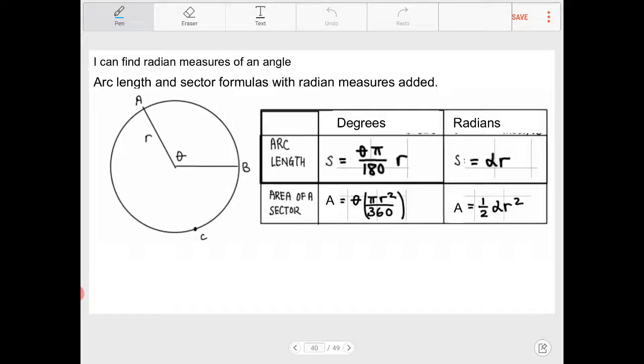Here are the formulas, again, that we've covered in the past 2 lessons involving arc length and area of a sector. If you're given something in degree measure, you would use the formulas in this column here. If you're given something in radian measures, you would use the formula there.